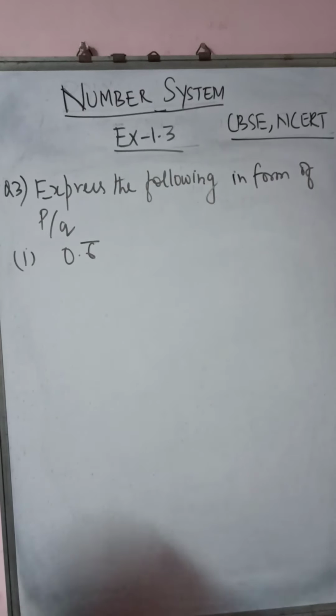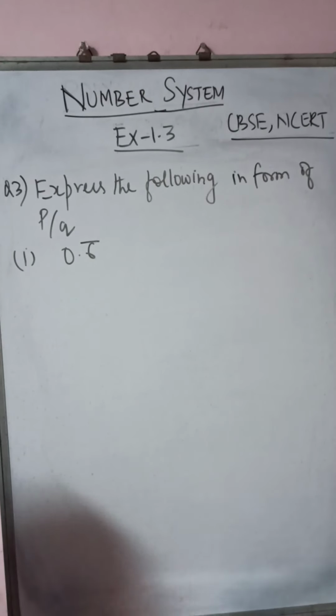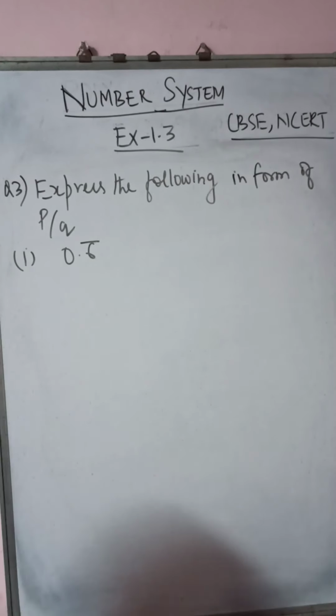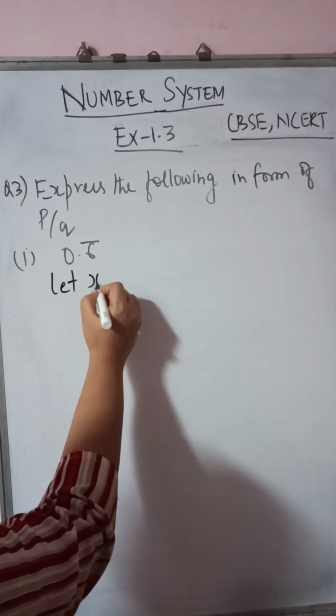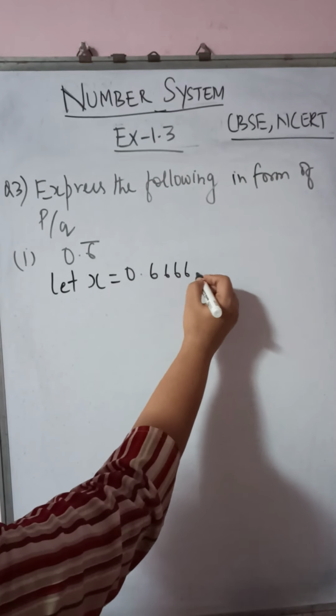Question number 3, exercise 1.3. Express the following in the form of p by q. Now the number is 0.6 bar. We have to convert it in the form of p by q. So whatever number is given, we will take it as x. So let x be equal to 0.6 bar, which means this digit 6 is repeating.